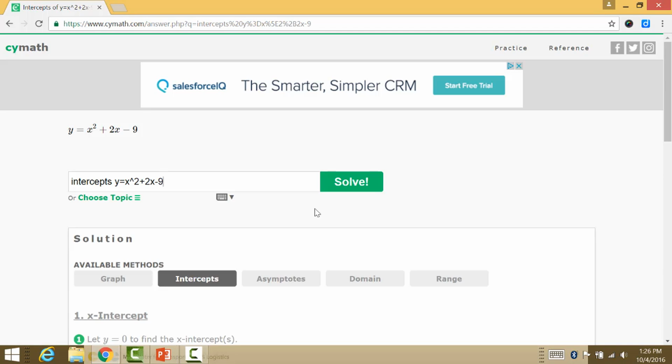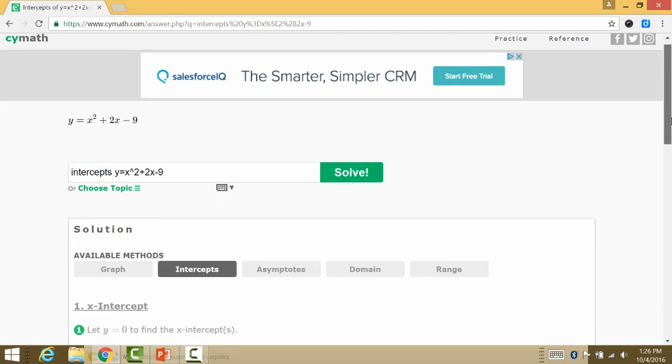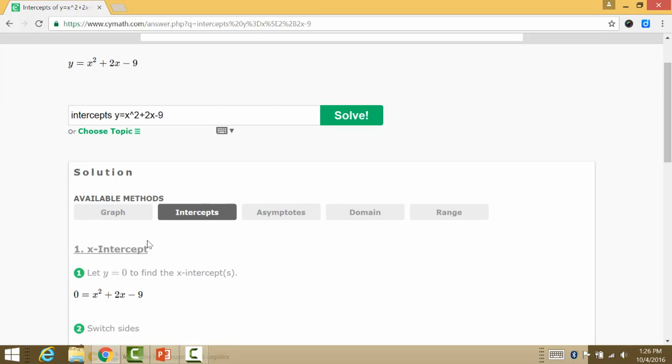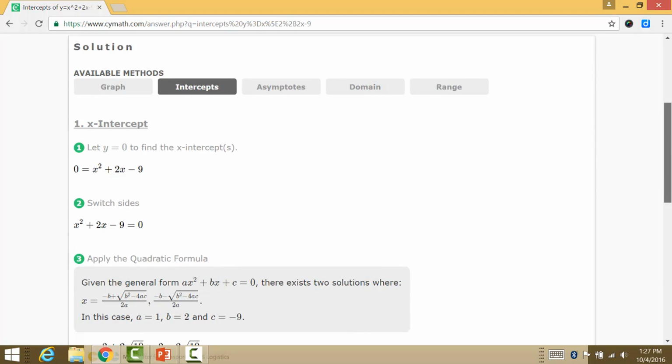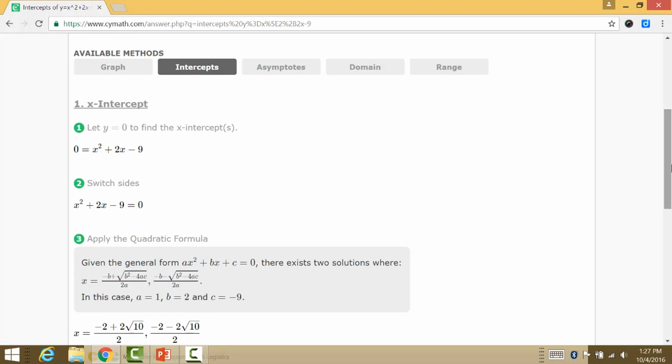Now once it calculates, we can see that this is very similar to the graph in the same way that it calculates all sorts of different things automatically, for example graph, asymptotes, domain, and range. We can look at how it calculates the x-intercept, which is let y equals 0 to find the x-intercepts, which is what we could have also typed, 0 equals our equation.